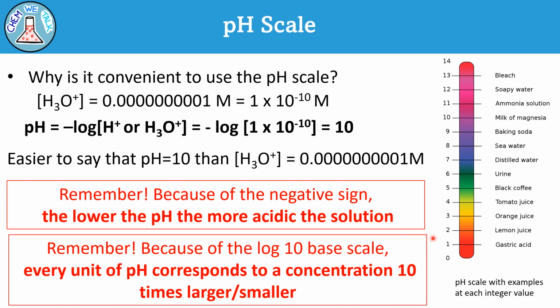For example, if I look at gastric acid and lemon juice here, the change in pH is only by 1, but the change in concentration is by 10. So lemon juice has 10 times less H+ than gastric acid.